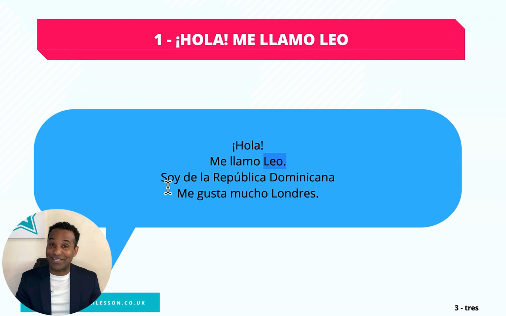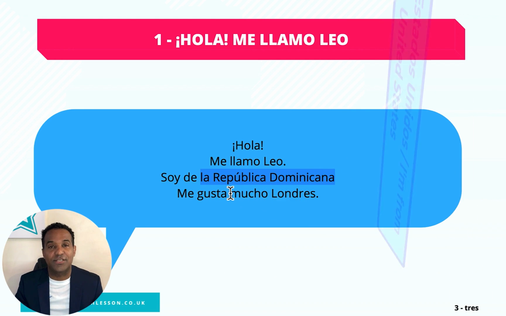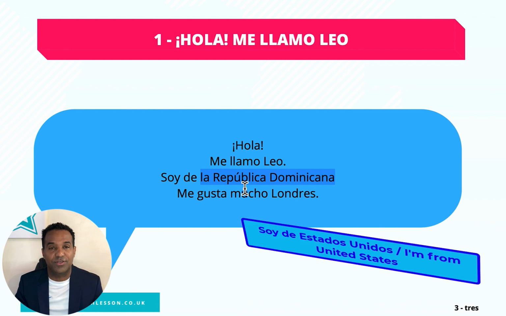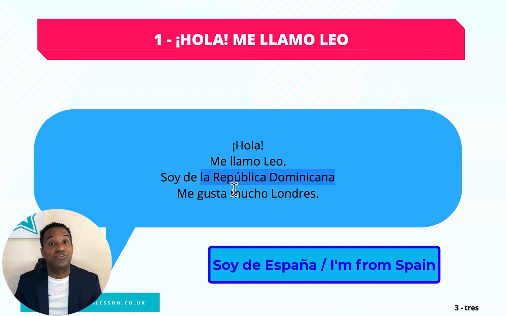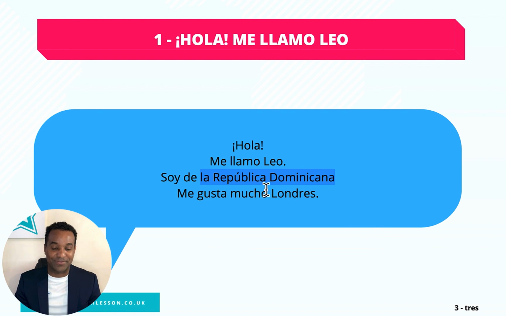Perfecto. Now let's say where you are from. Soy de la República Dominicana. Here you substitute la República Dominicana for your country's name. Okay? So, soy de, and then your country. If you are from England, soy de Inglaterra. If you are from the United States, soy de Estados Unidos. Soy de España. Soy de Irlanda. Soy de Australia. Soy de Canadá. Okay? Any country, you put your country here. If you don't know it in Spanish, you can use the dictionary and find it.